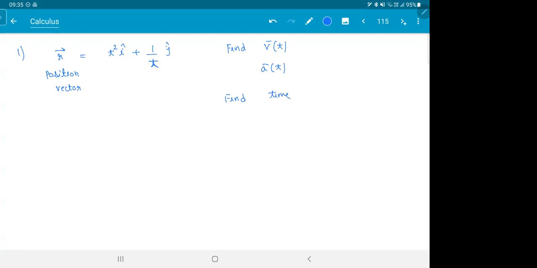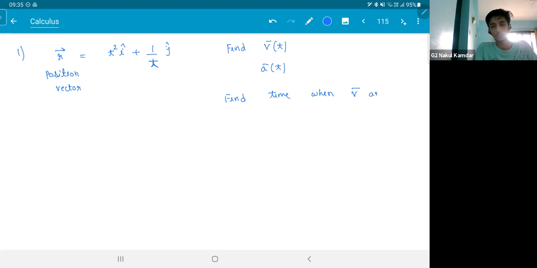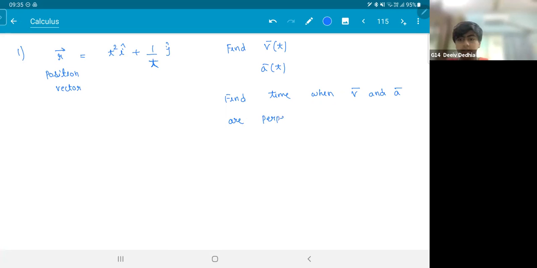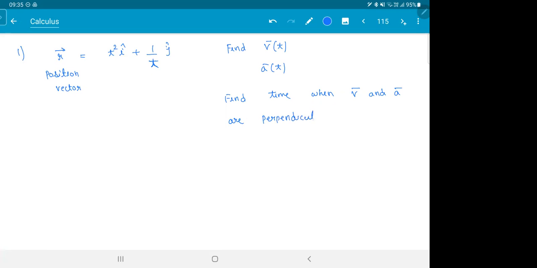Did you guys do dot product of vectors? Find the time when velocity vector and acceleration vector are perpendicular. If two vectors are perpendicular, what happens to the dot product? 0. So remember this thing in physics, whenever you hear something is perpendicular, indirectly it's telling you the dot product is 0.